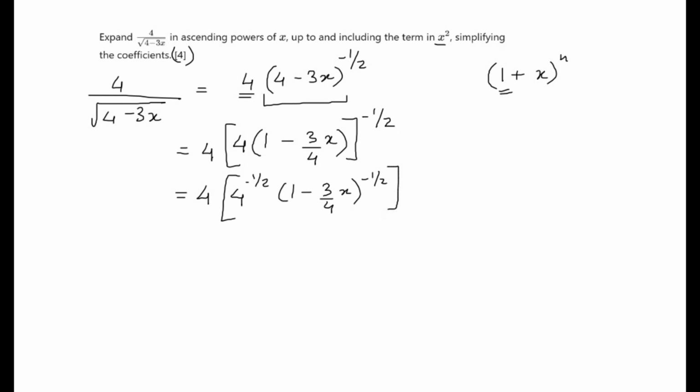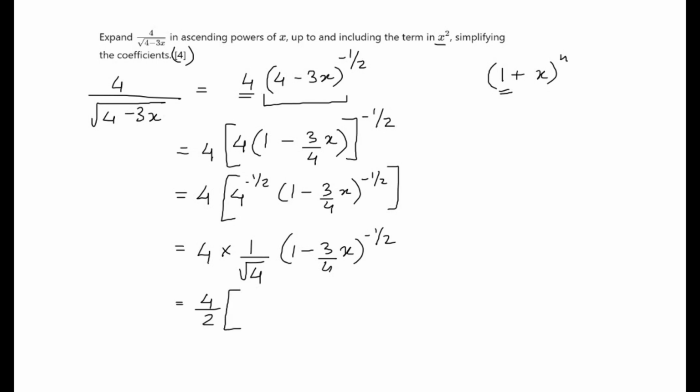Right, so now this simplifies to 4 into 4 to the power of minus half, which is 1 by root 4. And then you have your binomial expression, which is now in the standard form of (1 minus 3 by 4 x) to the power of minus half. Now we just simplify this. So it is 4 by root of 4, which is 2. And then expand 1 minus 3 by 4 x.